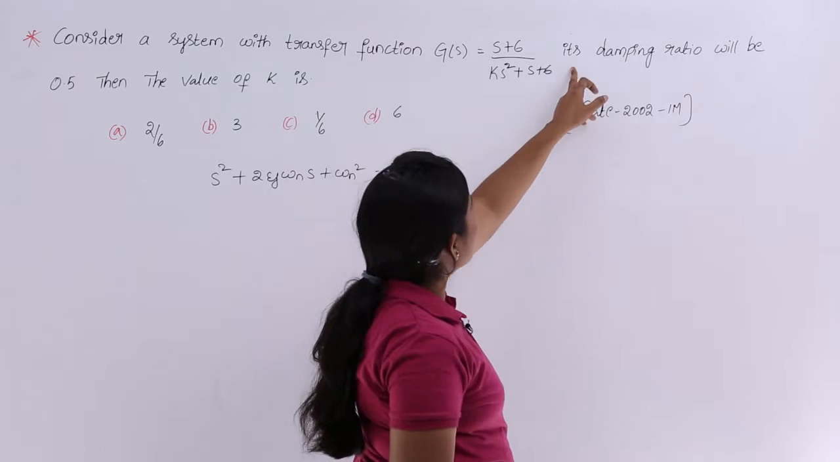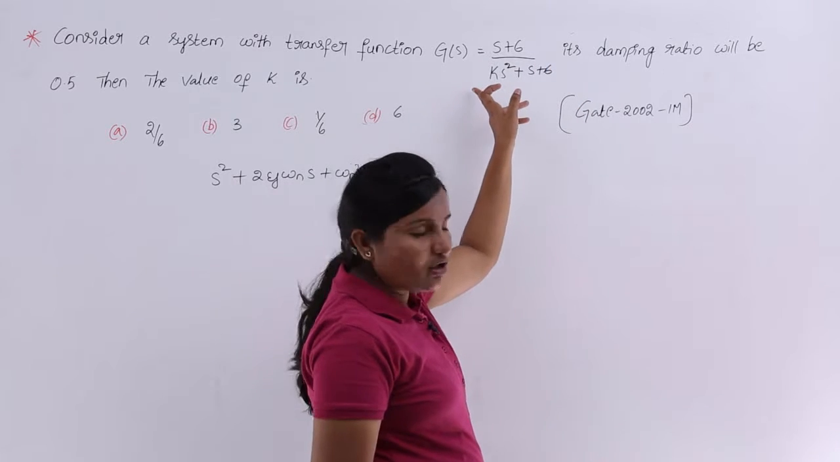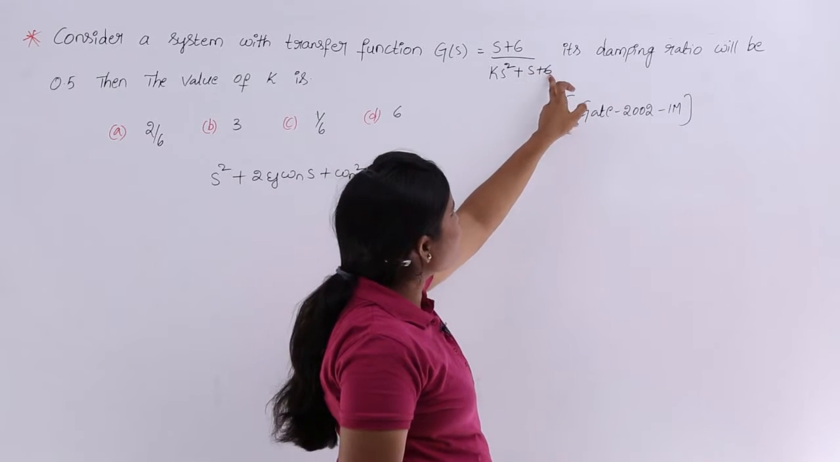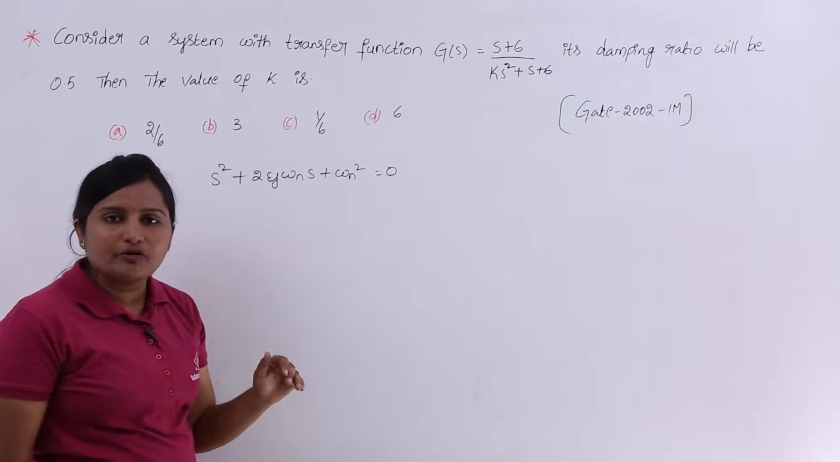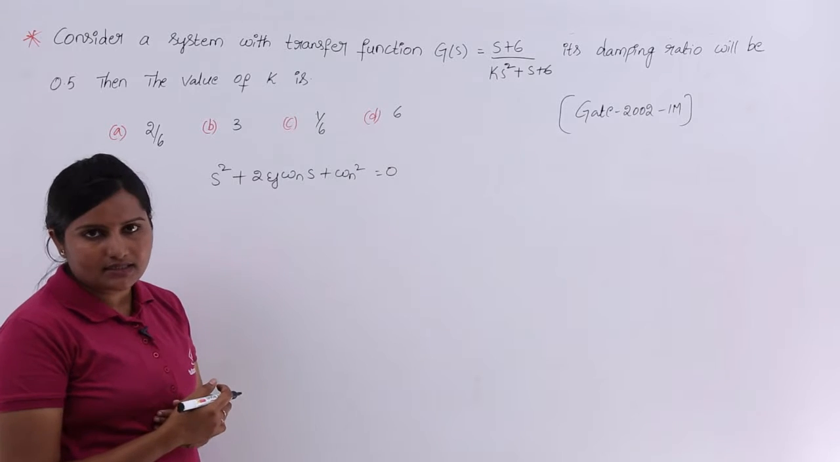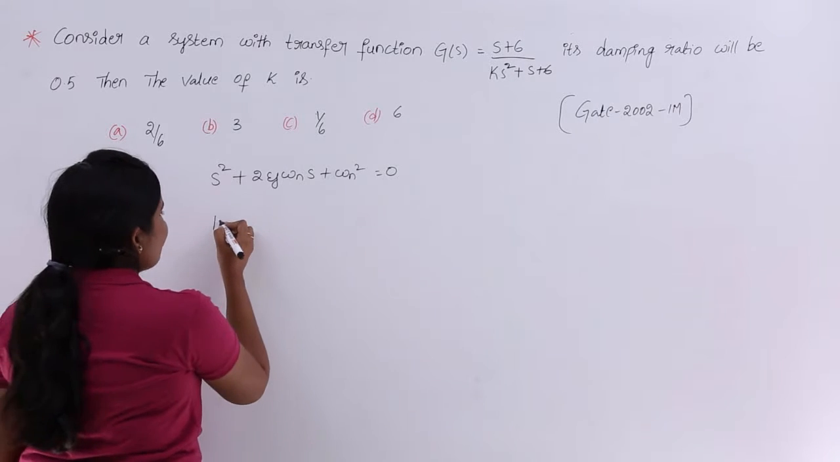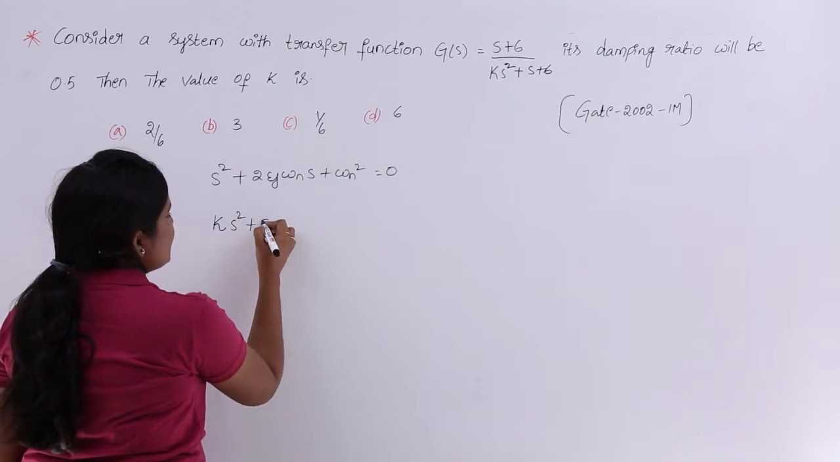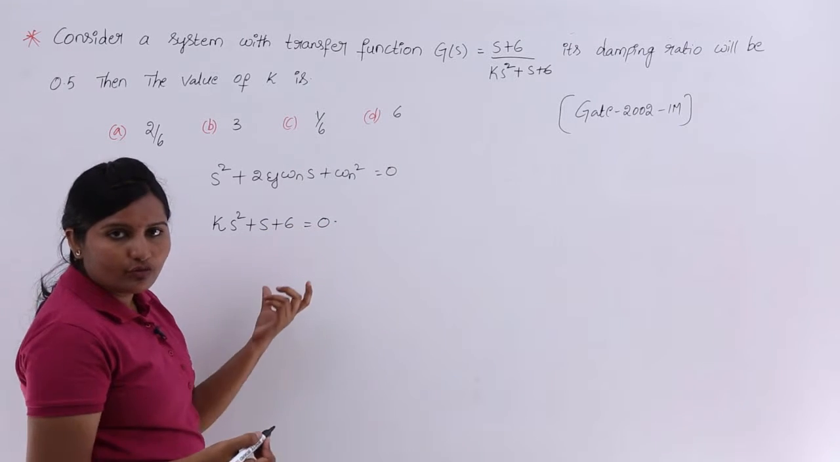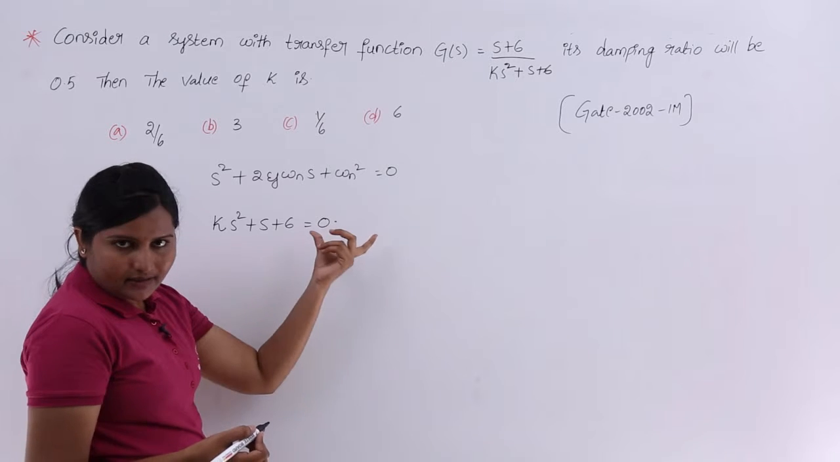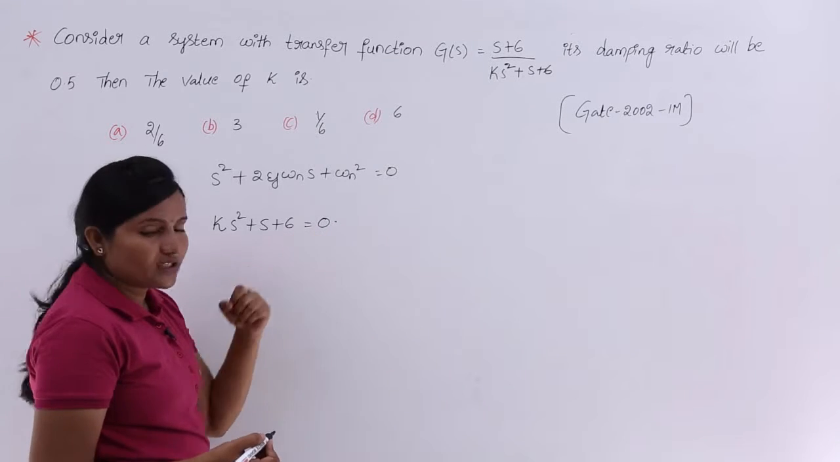Compared to this equation, the denominator is ks² + s + 6. This will be the given characteristic equation. The denominator of the loop transfer function will give you the characteristic equation. So, the given equation is ks² + s + 6, and when you are writing a characteristic equation, you just consider it equivalent to 0.